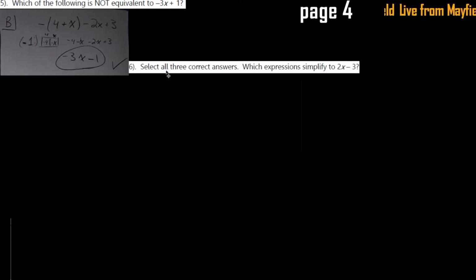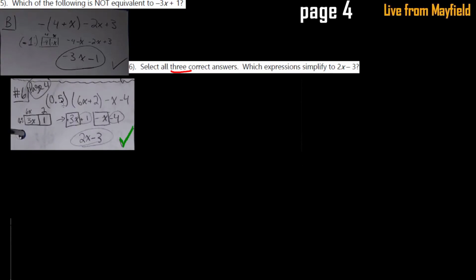In number 6, it says select all 3 correct answers. So you need to make sure that you're picking 3. Again, if you pick 1 or 2 or 4 or however many, that's not 3. It's not going to be right, so you must select 3. Alright, so which expressions simplify to 2x minus 3? And so it's going to kind of make this L shape, but you kind of see it here.